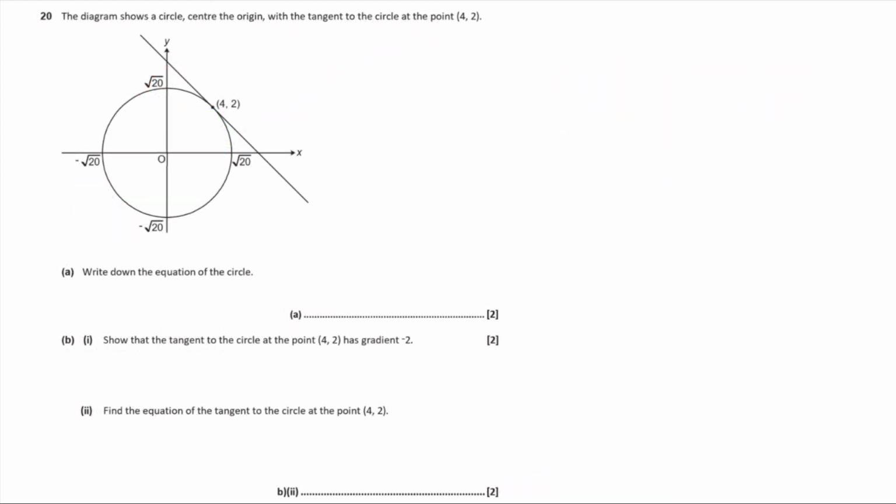Question 20, the diagram shows a circle, centre the origin with a tangent to the circle at the point 4, 2. Okay, that's all on the diagram. Write down the equation of the circle. Well, the equation of a circle centered on the origin is x squared plus y squared equals r squared. So what's r? R is the radius. Now r is root 20 from this diagram. So r squared is going to be root 20 squared, which is just 20, isn't it? So the equation of this circle is going to be x squared plus y squared equals 20.